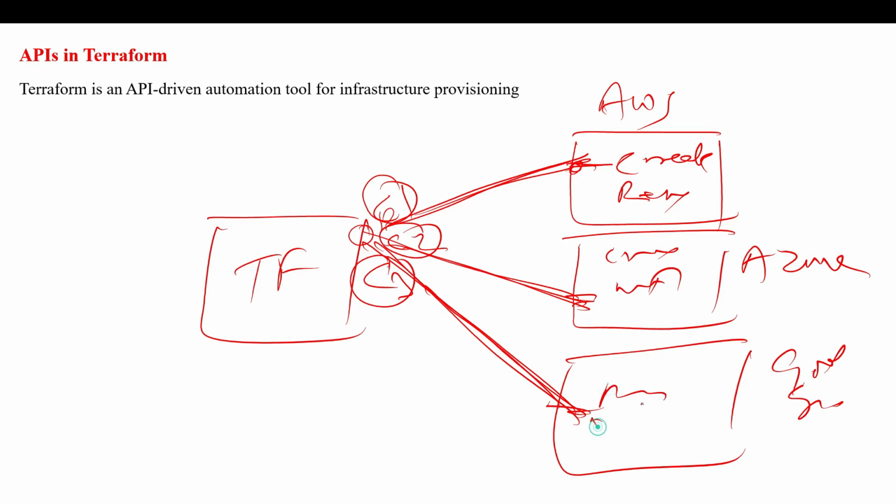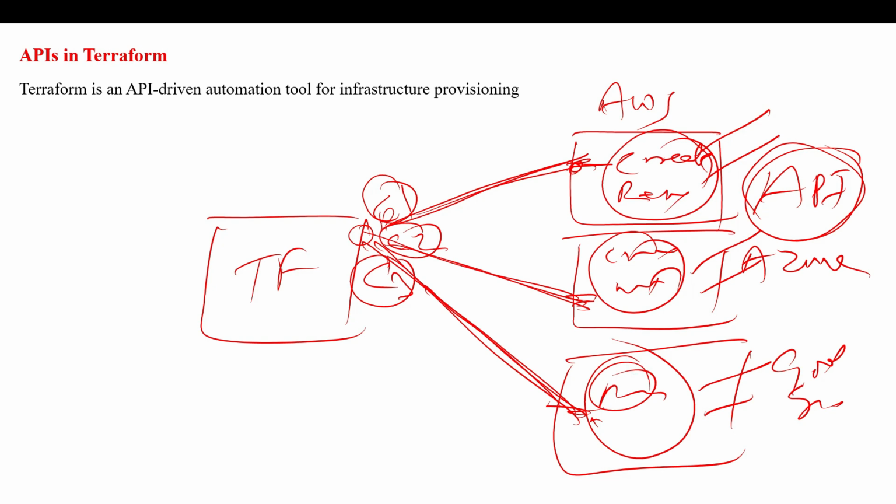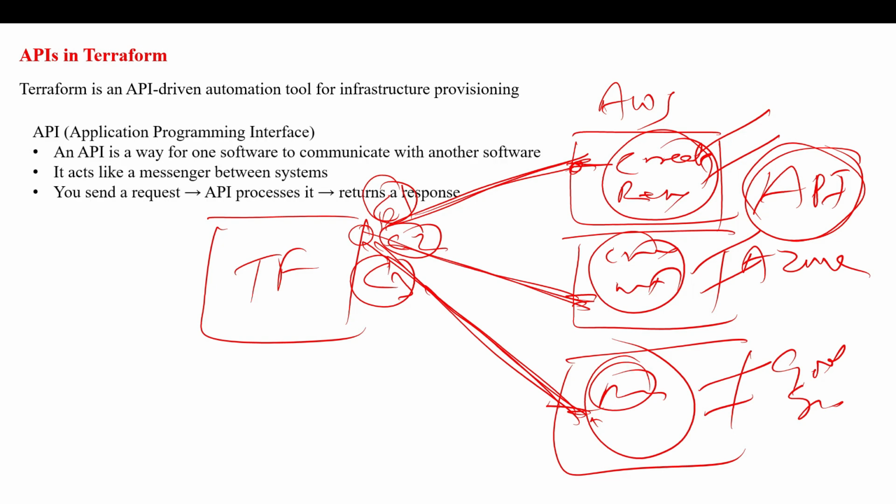So to create the resources, each and every cloud service provider has to expose APIs, application programming interfaces, which allow you to create the actual resources inside the cloud service providers. If you are not clear on APIs, API stands for application programming interface. It is a way for one software to communicate with another software. It acts like a messenger between systems. You send a request, the API processes it and returns the response.